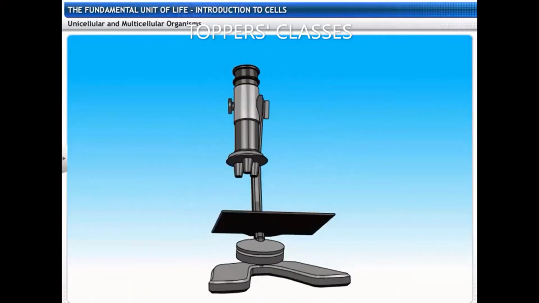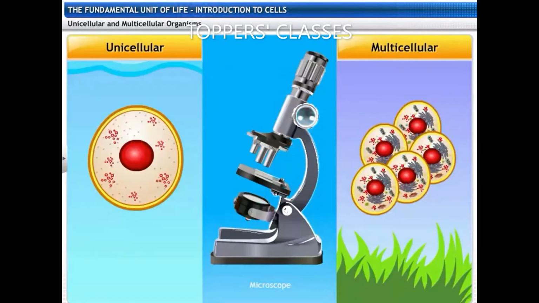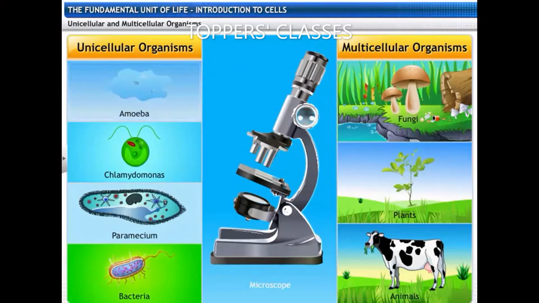The development of the microscope led to the discovery of single and multiple-celled organisms. Organisms like amoeba, chlamydomonas, paramecium, and bacteria have single cells, which constitute the whole organism. These organisms are called unicellular organisms. On the other hand, in organisms like fungi, plants and animals, multiple cells group together to form tissues. These organisms are called multicellular organisms.